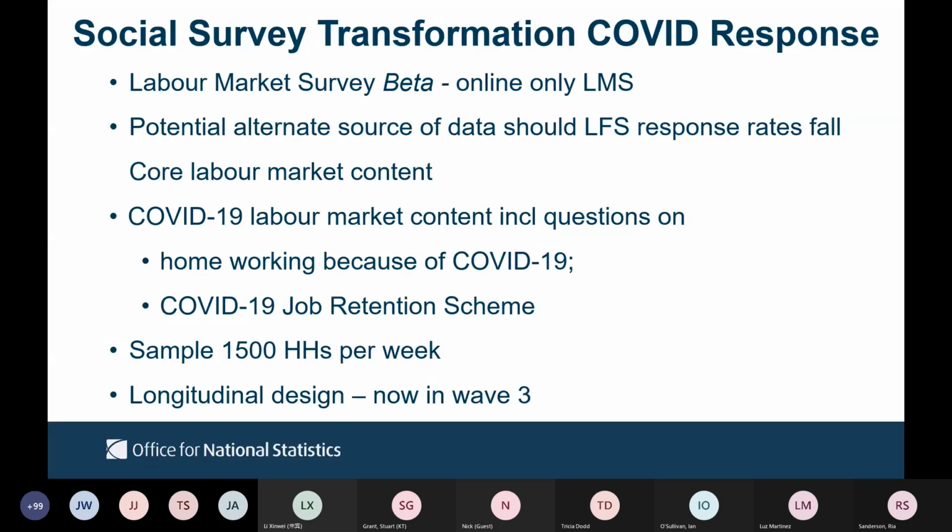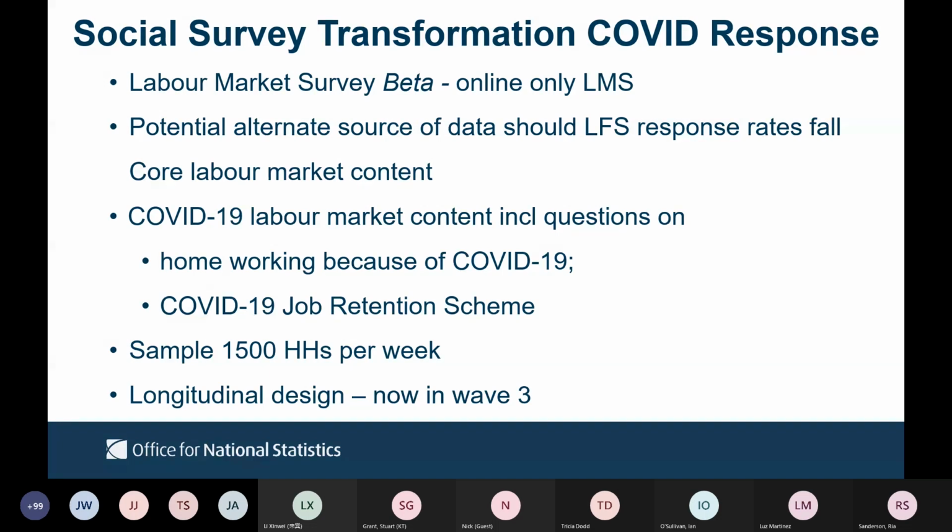So as part of the response to the pandemic, my team were asked to take that fairly immature survey. I mean, it was being developed, and we were being diligent about the development of the labour market survey. But my team were asked to launch the labour market survey online immediately, or certainly as soon as we could, and we refer to that as the LMS Beta product. So that's an online-only version of the LMS, and we were asked to do that as a potential alternative source of the LFS labour market data should LFS response rates fall through the floor. ONS hasn't had to use the labour market survey data that we've been collecting for those purposes, but it was part of the contingency planning just in case we did need an alternative source.